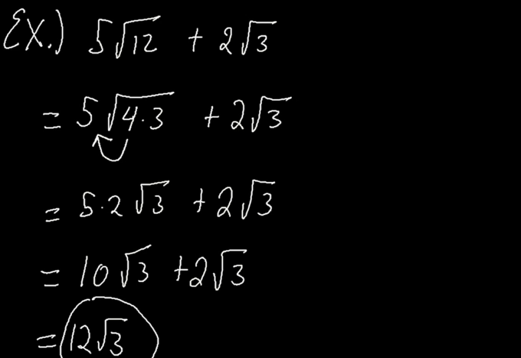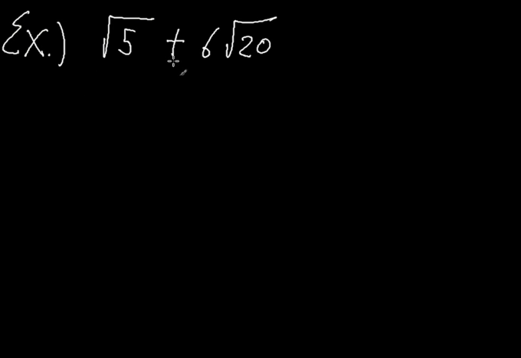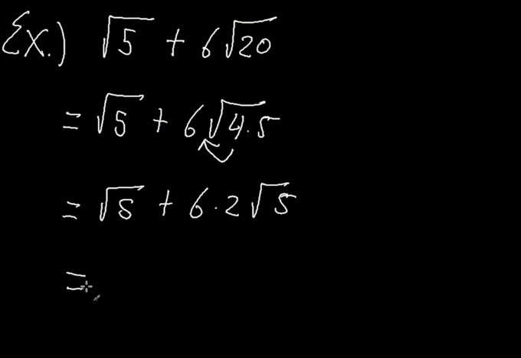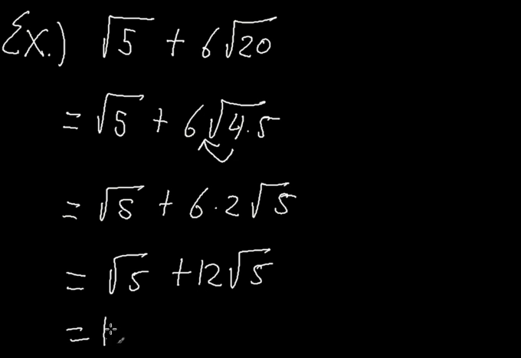Let's go on to another example. I have the square root of 5 plus 6 times the square root of 20. Is there a perfect square in 20? I think so, it's 4. I can take the 4 out because it's a perfect square. Root 5 plus 6 times 2 times root 5. Now I can simplify that: that's 12 root 5. Now I have 1 root 5 plus 12 root 5s, so I have 13 root 5s. That would be my final answer.